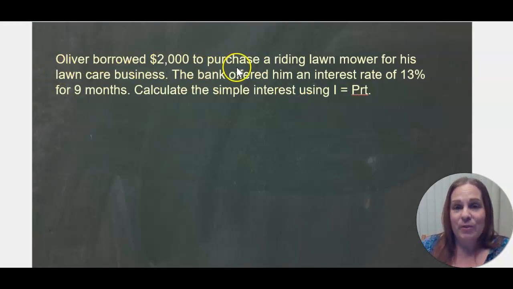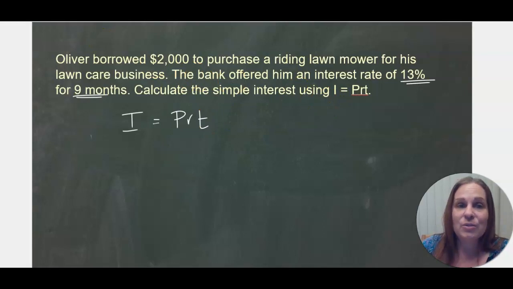Oliver borrowed $2,000 to purchase a riding lawnmower for his lawn care business. The bank offered him an interest rate of 13% for 9 months. Calculate the simple interest using I equals PRT. All right, so I equals PRT.